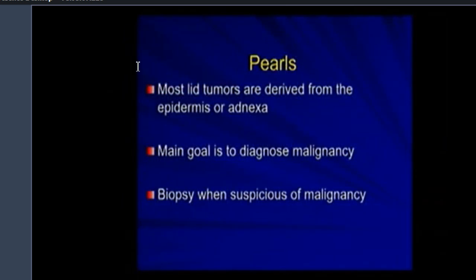subcutaneous. The main goal of this lecture is to diagnose malignant tumors, because missing a malignant tumor is dangerous. However, missing a benign one is not a big deal. And as a golden rule, whenever you are suspicious, do a biopsy, because it's really easy to biopsy these. They are not sensitive structures like the retina or iris. Skin is very forgiving if you want to do a biopsy.